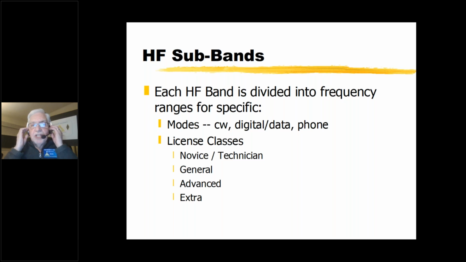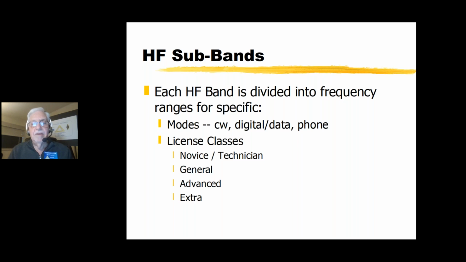Let's look at the HF sub-bands. And again, I'll remind you, I'm talking in terms of the regulations for US licensees. Each HF band is divided into frequency ranges for specific modes and specific license classes. The modes are CW, digital data, and phone. And for the license classes, there are privileges that are different. Novices and technicians have minimal HF allocations that they're permitted to operate on.